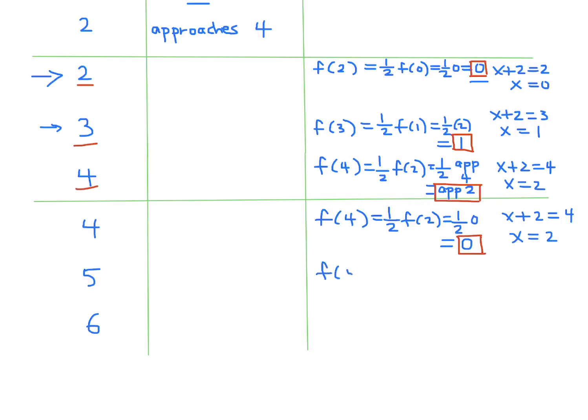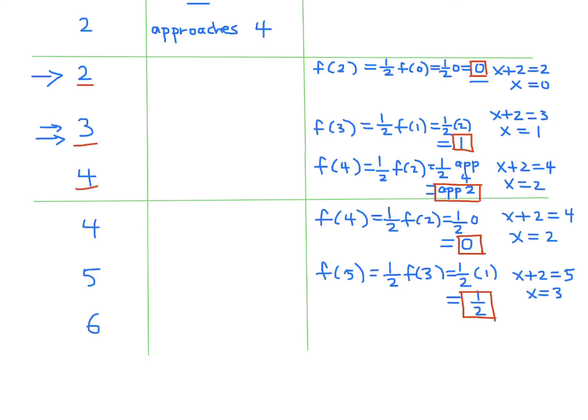And now f at 5 is going to be 1/2 f at what number? We set 5 is equal to x plus 2. So that means x is equal to 3. So 1/2 f at 3. And f at 3 we had up here is equal to 1. So we've got 1/2 like that. So f at 5 is 1/2.